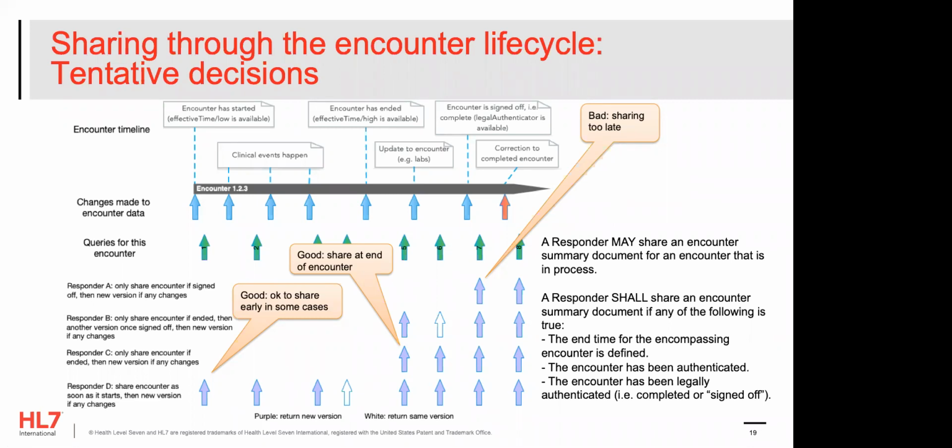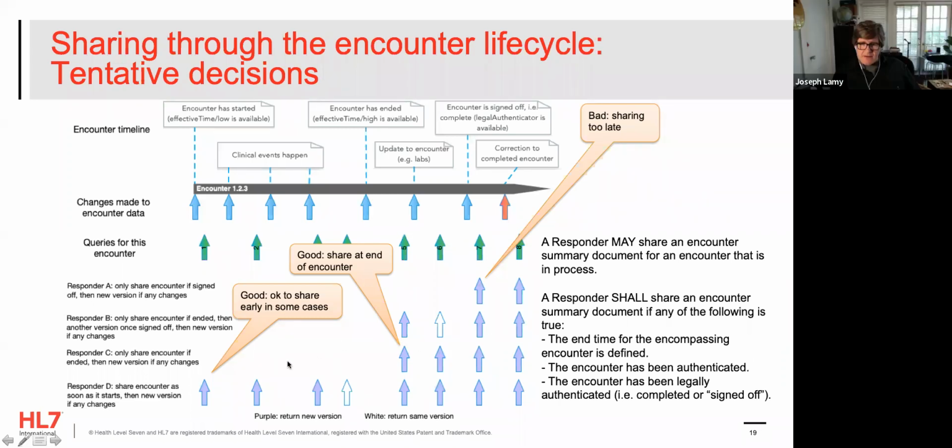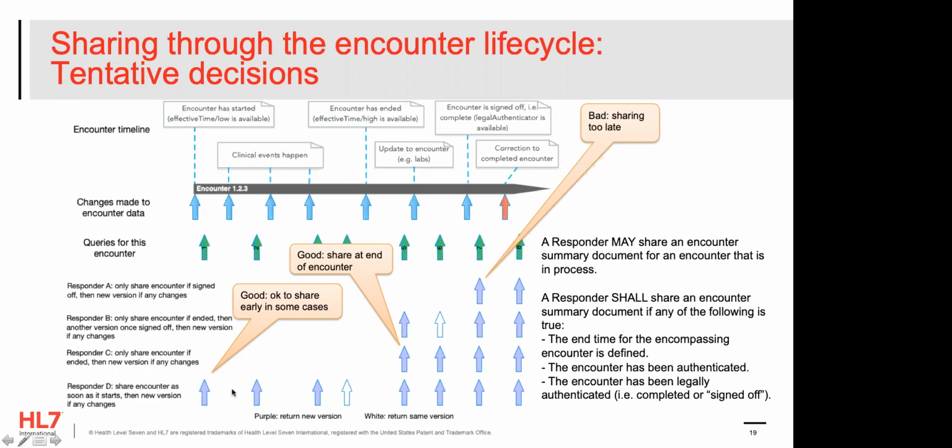So what's the may share for an encounter that's in process? So if you received one of those queries, 1, 2, 3, 4, and you were a responder that didn't share until the encounter was done, you basically would just not return. You'd say, I don't have anything about this encounter yet. Yeah. So if there's nothing here, it means you don't return any documents for that query. So the may is covered by responder D. Yeah, yeah.